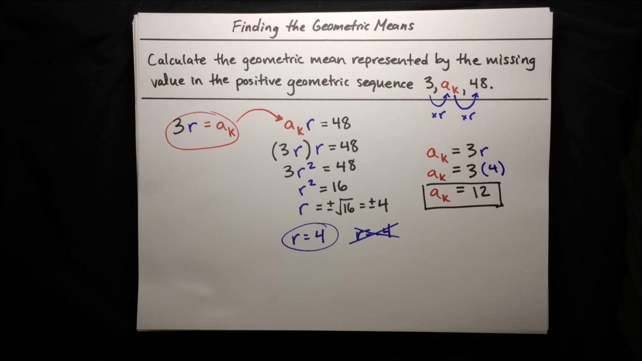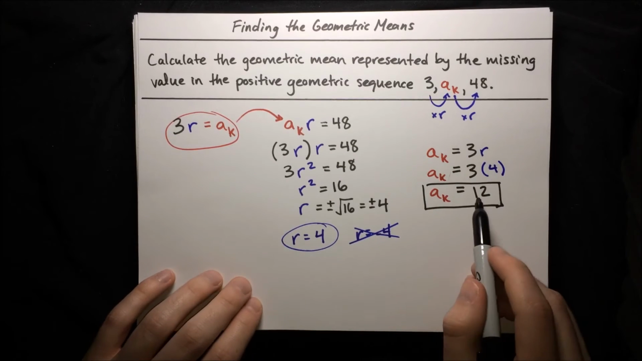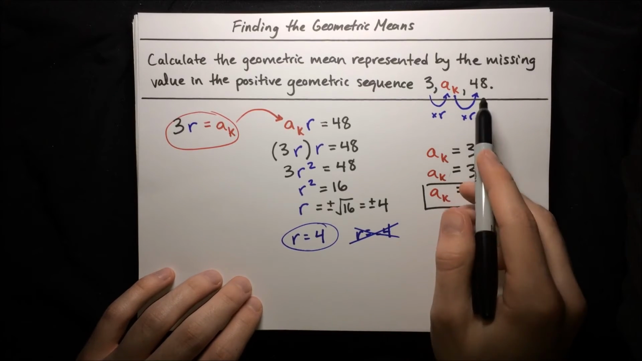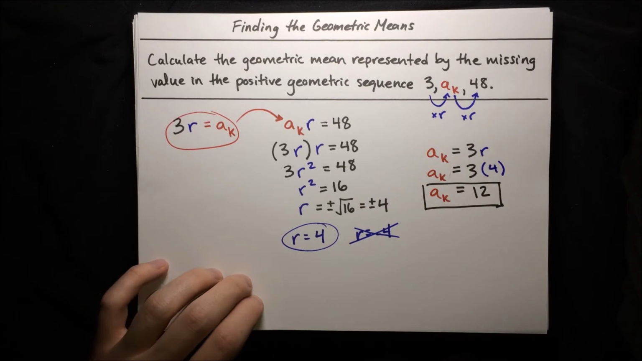Again, we can check our result by also looking at 12 times 4 should make 48. And yeah, indeed, that's true. So we can be sure that our result is correct.